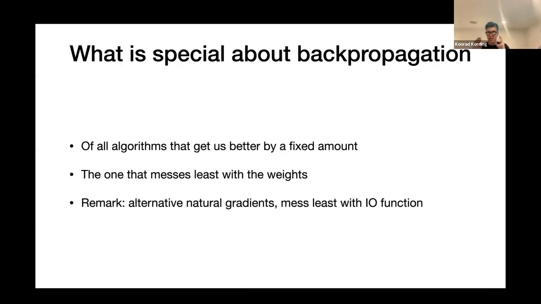So let's find out what's special about it. It turns out that there's an infinite set of algorithms that make us equally better within that local region. Gradient descent is the steepest descent direction where we go down, but then on the orthogonal axes we can move as far as we want in whichever direction. The improvement is not affected by that. So of all the algorithms that get us better by a fixed amount, what's special about gradient descent? Well, it's the one that least messes with the weights. It's the shortest path in the weight space that gets us some level of improvement.